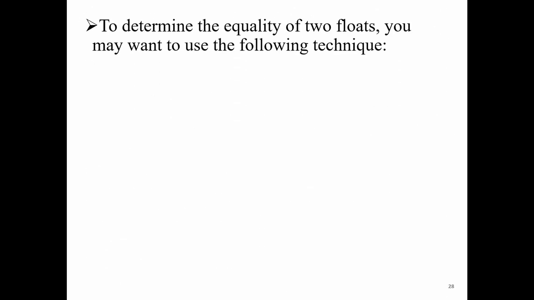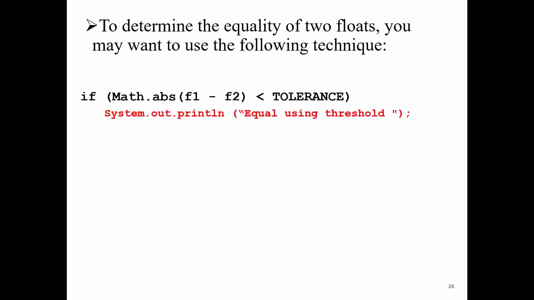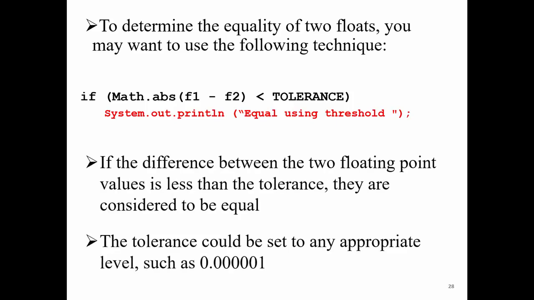So to determine the equality of two double or floating values, we're going to rely on the absolute difference between them. So we have f1 and f2. We take the absolute difference between them with the help of the Math.abs function. If this difference is less than some value, a threshold or a tolerance that we can accept inside our application, then we say they are equal using the threshold value. Sometimes the threshold value is actually 1 times 10 to the power minus 6 or 10 to the power minus 5.